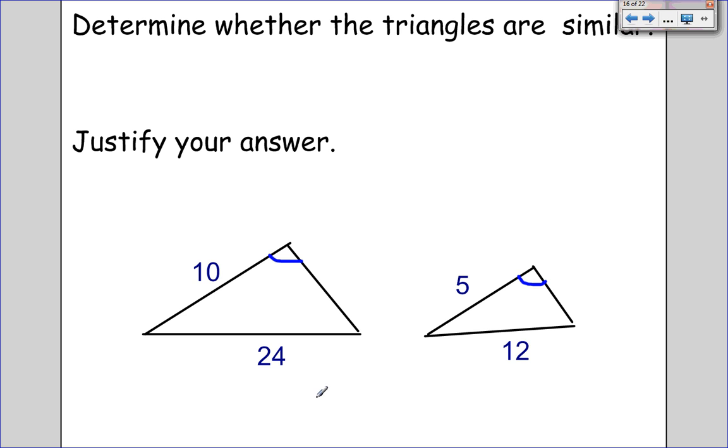How about here? Are these two similar? Well, could it be AA? No, only one angle. Could it be SSS? No, missing a side. And could it be SAS? Well, no, because the angle is not included. So do we have enough information? No.